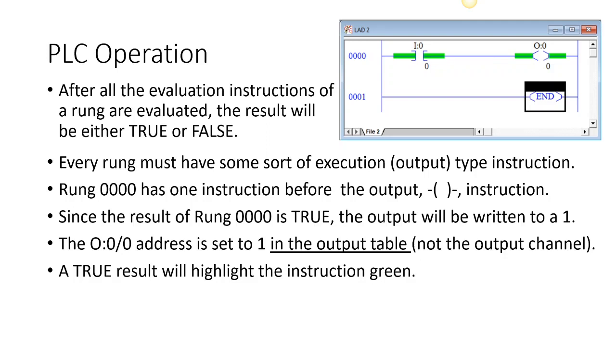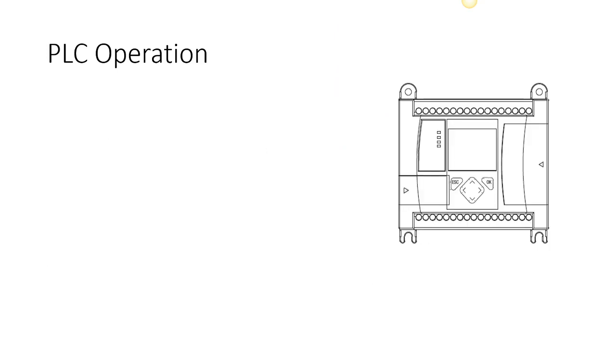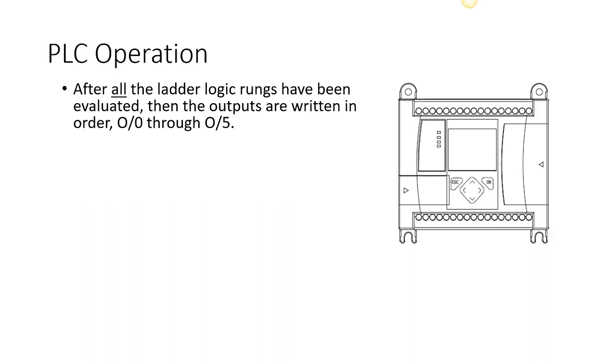So now all we need to do is take our output table spreadsheet that we have, and we're going to write those values straight to the output channels. Okay, so once all of those rungs have been evaluated, again, our program was one rung, and the outputs are written into those output locations in our spreadsheet. Now we're going to take them out of that spreadsheet. We're going to write them in order, starting with output 0. In our case, we only have 6 outputs, 0 through 5. We're going to write output 0 first, then output 1 next, then output 2 next, output 3 next, all the way up to 5. Okay.